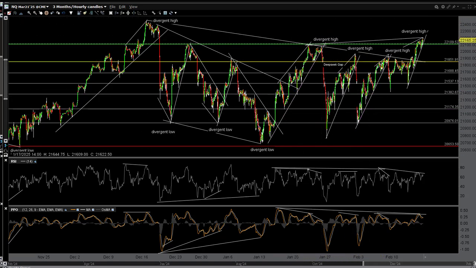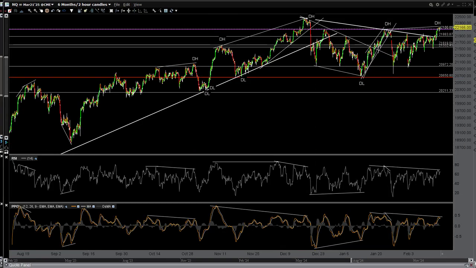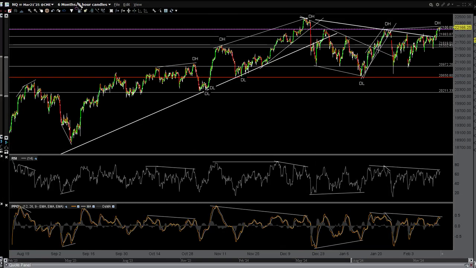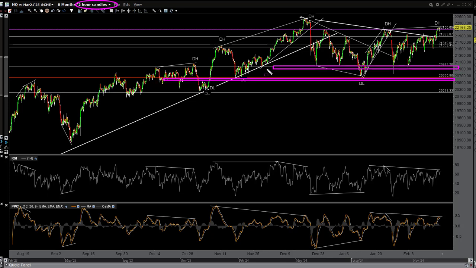So on a 60-minute chart, let me actually zoom out to start out with so I keep it in order here. 2 hour candles, 6 months. There's the trading range that we've been in. There's my red line right there. Actually, this is, I think, what I have boxed in on QQQ. So you can see we're still right there. This is an ever so slightly, but still very much divergent high from this point to this point.